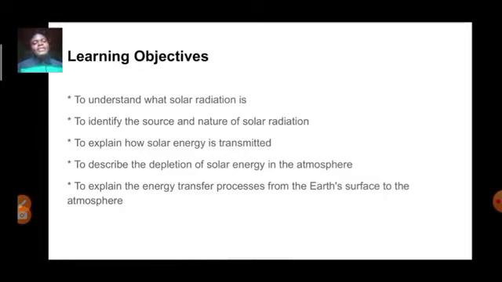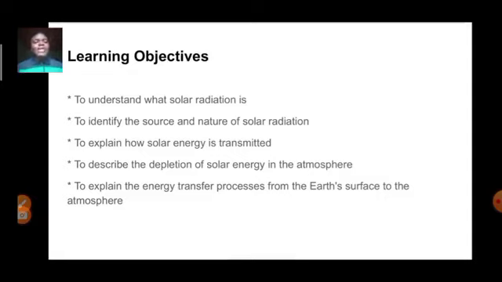Now, by the time it reaches the earth's surface, it has passed through the atmosphere, wherein much of it is scattered back into the atmosphere, much of it is reflected back, and much of it as well is absorbed by the constituents of the atmosphere, like water vapor, like clouds, like particles.